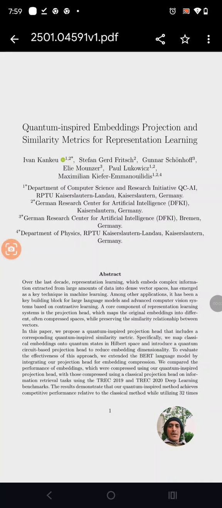Hello. Good morning. So, we are going to look at this paper, Quantum Inspired Embeddings Projection and Similarity Metrics for Representation Learning. The authors of this paper are all from Germany: the German Research Center for Artificial Intelligence and the Department of Physics, RPTU Kaiserslautern, Landau, Kaiserslautern, Germany. We will use some tools such as Mistral, etc. So let's go.